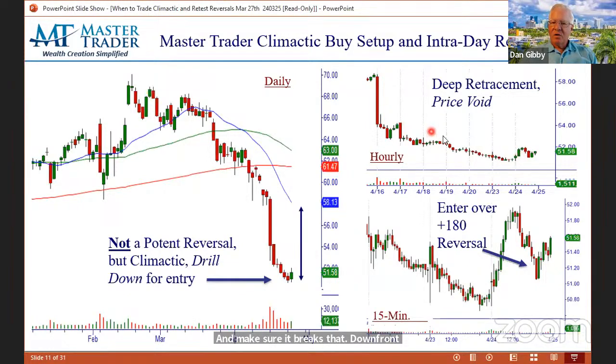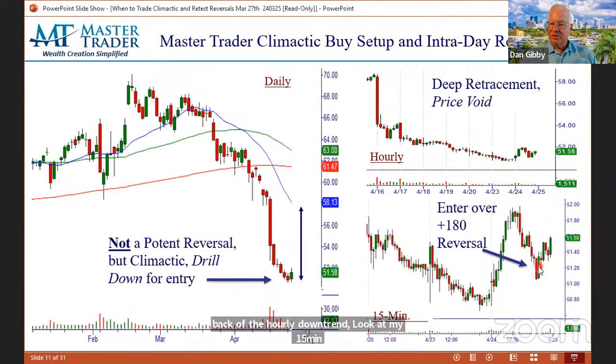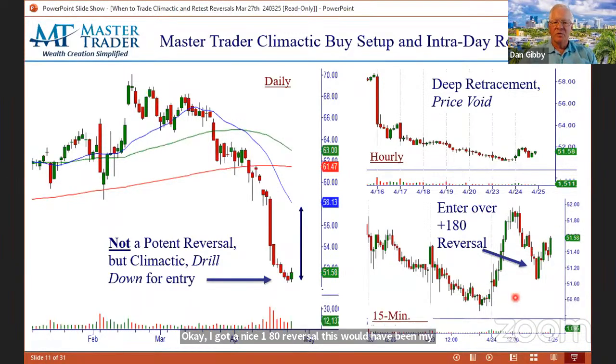So here's my hourly chart. Nasty, nasty selling, right? Which is this collapse. I finally have a deeper retracement and higher low. So this green bar at least broke the back of that hourly. So for day trading, once it broke the back of the hourly downtrend, look at my 15-minute entry. Okay, I got a nice 180 reversal. This would have been my entry, stop prior day's low, depends if you're day trading or swing.